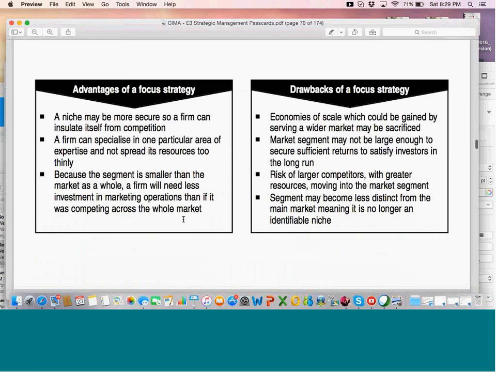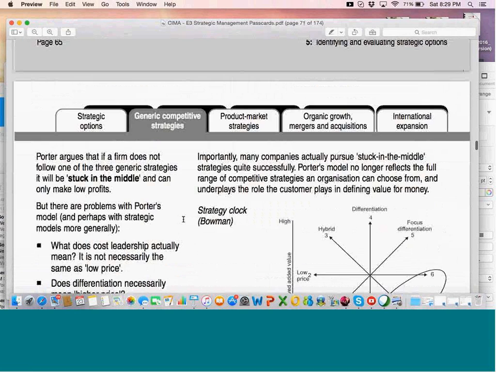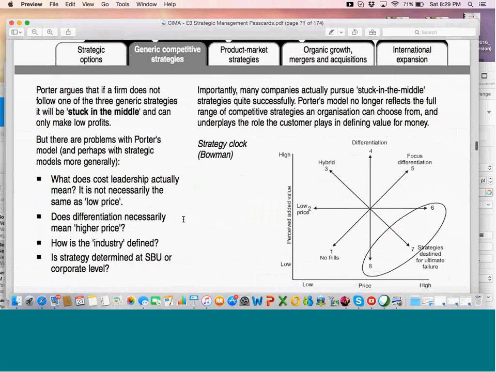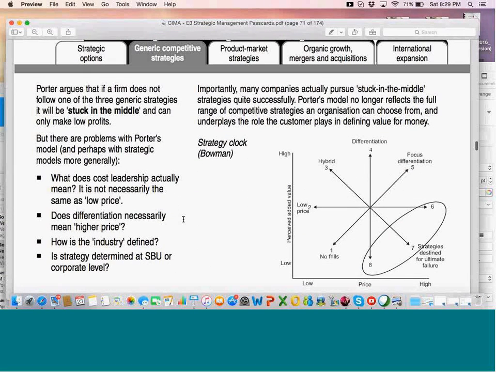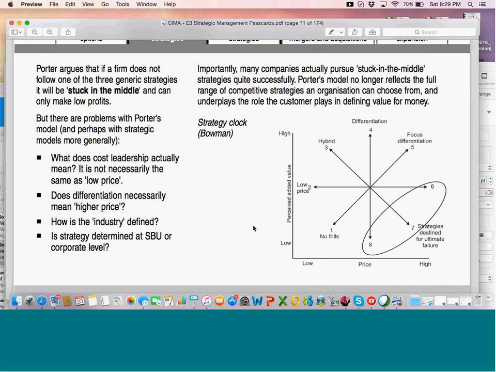Focus strategy. Let's very quickly go to generic competitive strategies now. This is a very interesting one, the strategy clock by Bowman. If you remember, Swati, we used to kind of struggle with this a bit at the beginning. This is another kind of model that is used, where in terms of price, you say you're stuck in the middle, in deficit, destined for ultimate failure.